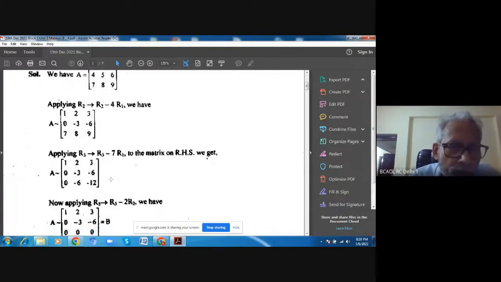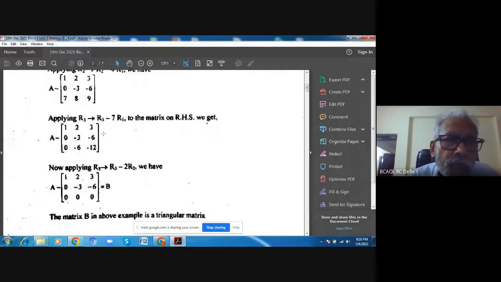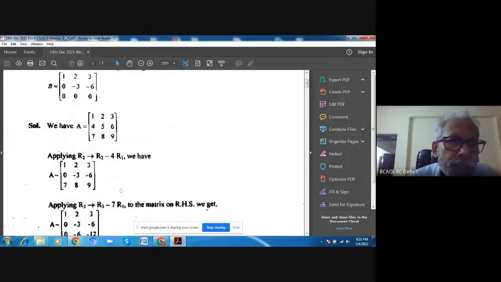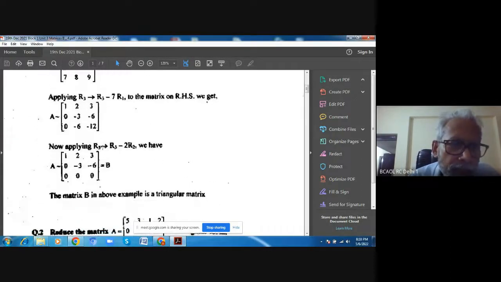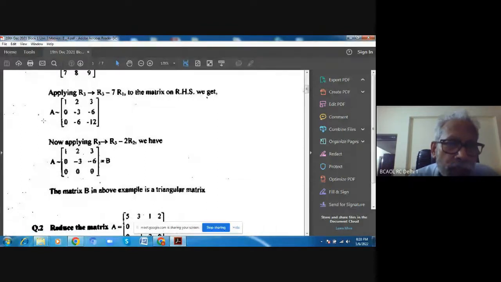So next step. That way, one by one, you see they are making 0. Once it is making 0, then we can say it is equivalent to B. So ultimately this part is same. So here you can straightaway write the matrix B. The above example is a triangular matrix because it is a formation of a triangle. So it is a triangular matrix. That's all. Actually, this type of example solution is very easy. Only practice is required.